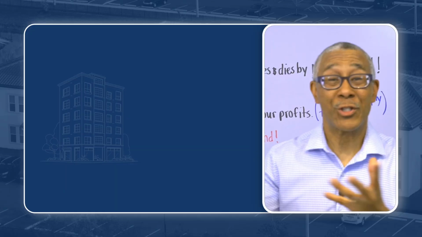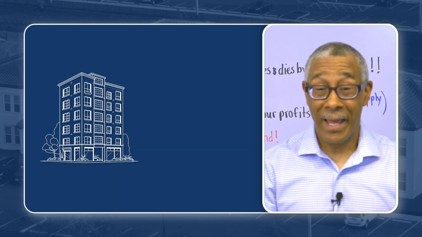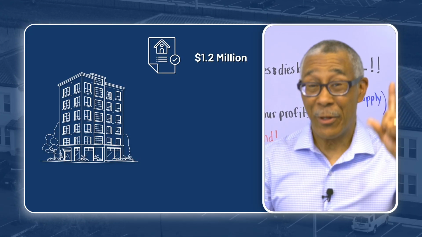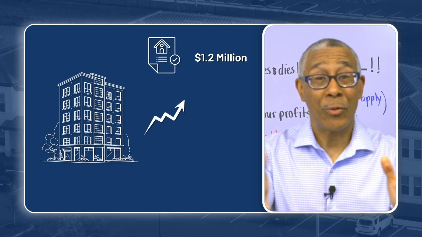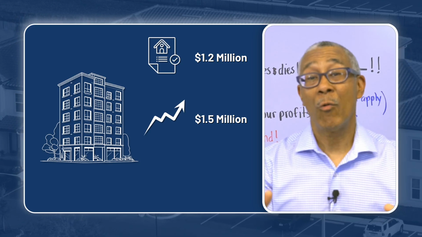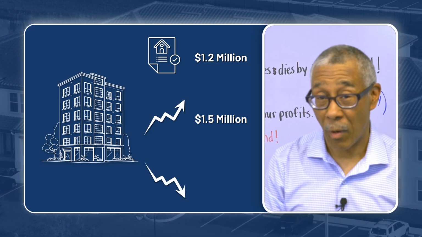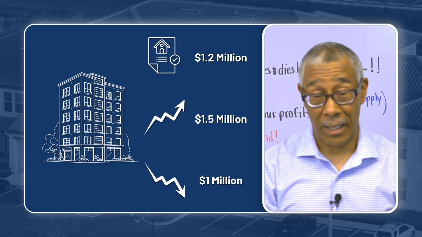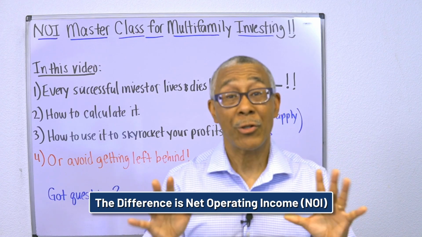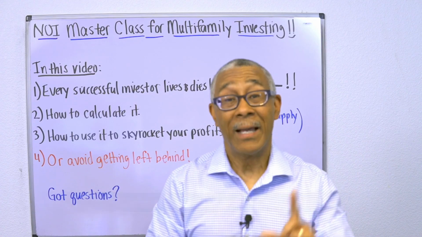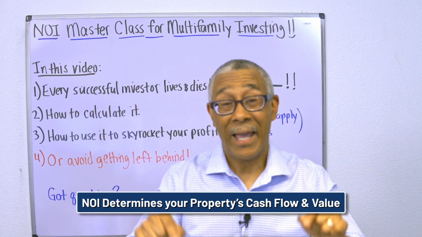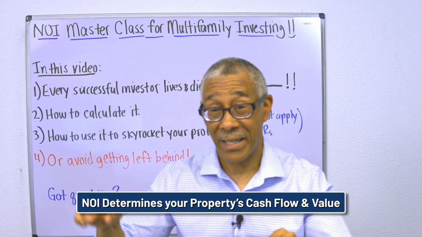Imagine you own this 12-unit apartment building and on paper it's worth $1.2 million. And with a single decision, you can make it worth $1.5 million. Or if you are careless, you can watch it drop to $1 million. The difference? Net operating income, also known as the NOI, the single number that will determine your property's cash flow and value, both present and future.